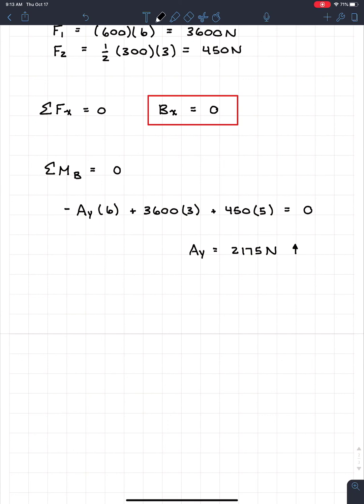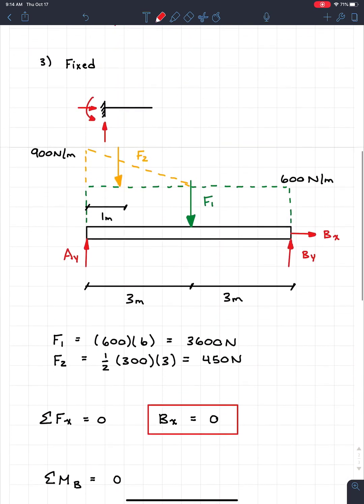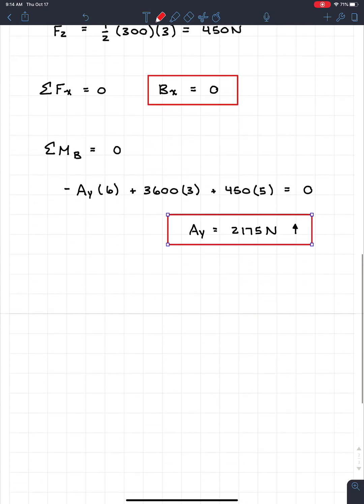And then what I like to do for support reactions, because it'll help you guys later, is I like to just put an arrow on which direction it's actually going. So we got a positive answer, so it means that the direction that we assumed was correct. If we look at the beam, we assumed it was going upwards. Our answer was positive. Therefore, we know it actually was the correct answer. So I'm just going to put a little up arrow.